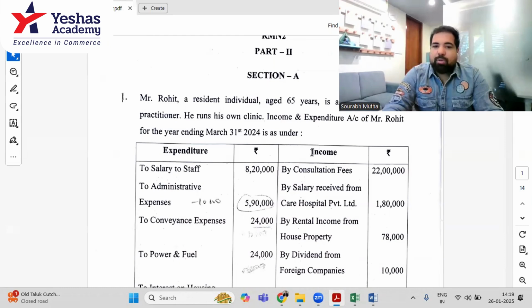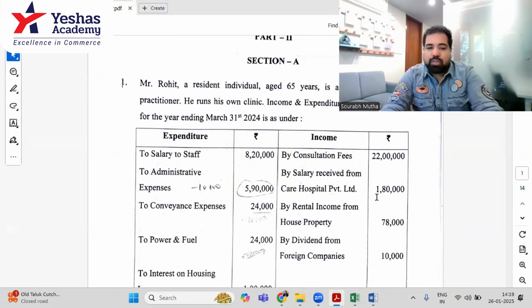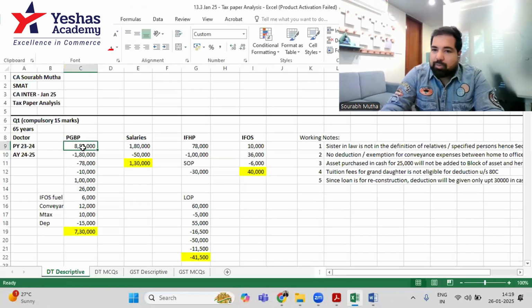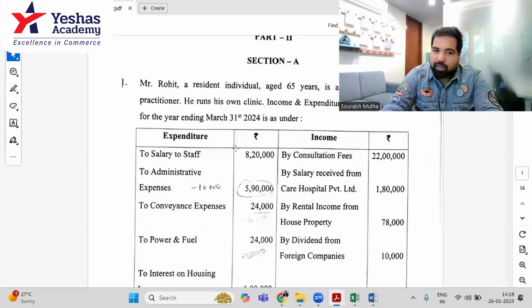Consultation fees is okay in PGBP. Salary is not okay, so we'll have to remove this. Rental income is not okay, we'll have to remove this. Dividend is not okay, we'll have to remove this. So we'll have to remove these three, and I'll show you how. Here we go. I've started with PGBP and I've removed these three incomes and taken them to different heads like salaries, house property, and IFOS respectively.